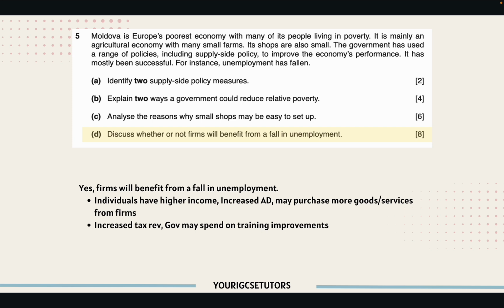Okay, part D. Discuss whether or not firms will benefit from a fall in unemployment. So as always, include both sides for discuss questions. For why the firm may benefit from a fall in unemployment, it may be because more people are employed, so they have higher income, which increases aggregate demand in the economy, and firms will profit more. There's also going to be more tax revenue earned from the higher employment because of direct taxation, which is on income. So the government may spend it on improving workers' training.